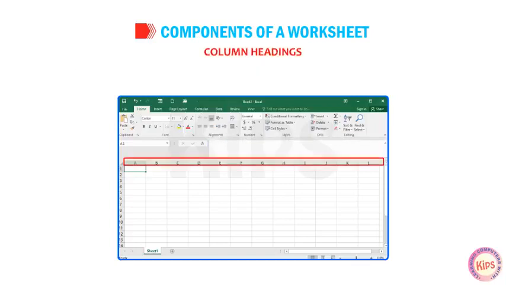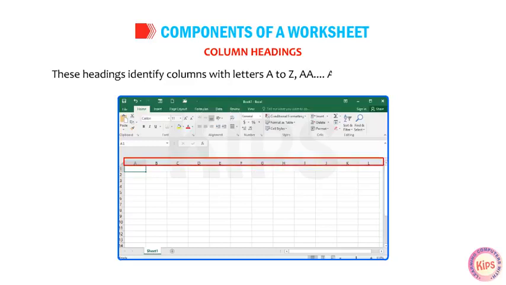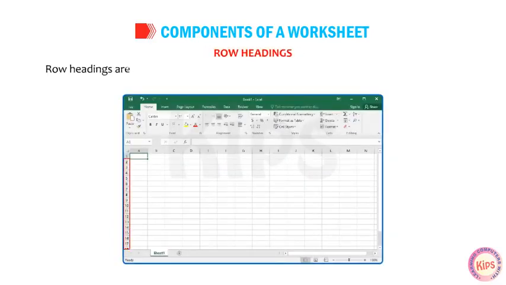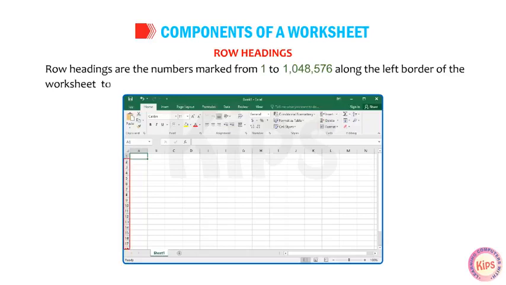Column headings. Alphabets across the top border of each worksheet are called column headings. These headings identify columns with letters A to Z, AA to AZ, BA to BZ, up to XFD. Every worksheet in Excel contains 16,384 columns. Row headings. Row headings are the numbers marked from 1 to 1,048,576 along the left border of the worksheet to represent each row of it.